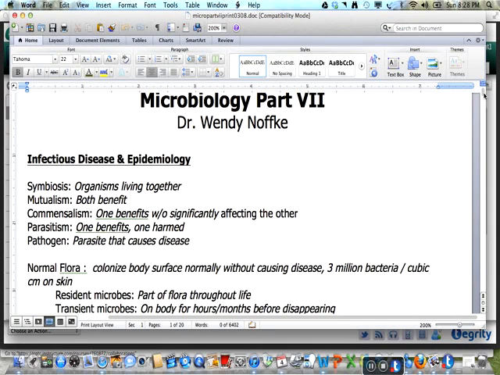Symbiosis refers to organisms living together. This relationship may be mutualistic when both organisms benefit. In commensalism, one organism benefits without significantly affecting the other. It is thought there are very few, if any, truly commensal relationships. With parasitism, one organism benefits while the other is harmed. A pathogen is a parasite that causes disease.